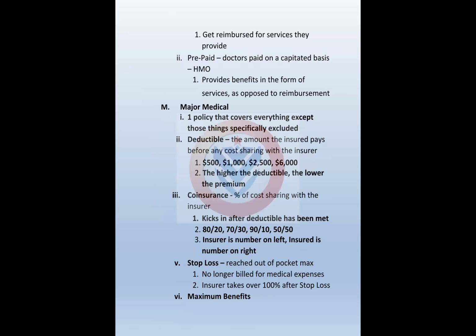Now, once the deductible has been met, then there is coinsurance. Coinsurance is a percentage of cost sharing with the insurer. So it kicks in after the deductible has been met. That's where you get your 80-20, 70-30, 90-10, 50-50, for instance. The insurer is going to be the number on the left as the percentage of expenses that they will pay after the deductible. The insured is the number on the right as far as the percentage of their expenses they pay after the deductible.